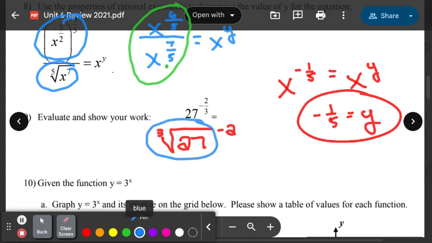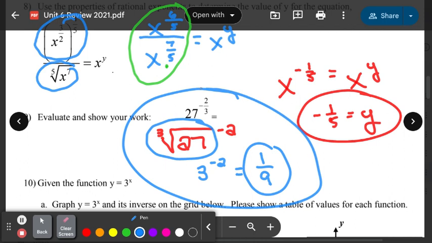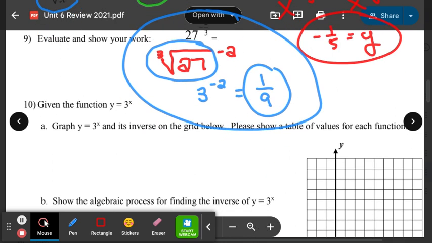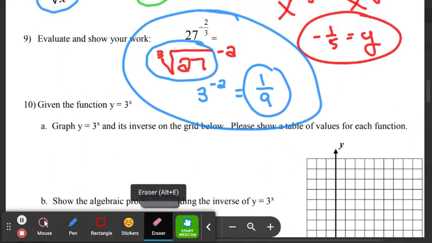We know the cube root of 27 is 3. 3 to the -2. Okay, so 3 to the 2 is 9. 3 to the -2 is 1 over 9. So you will have questions like this on your test. This is how you show work. If you say I did it in my head, you're not going to get full credit. Let me clear this.